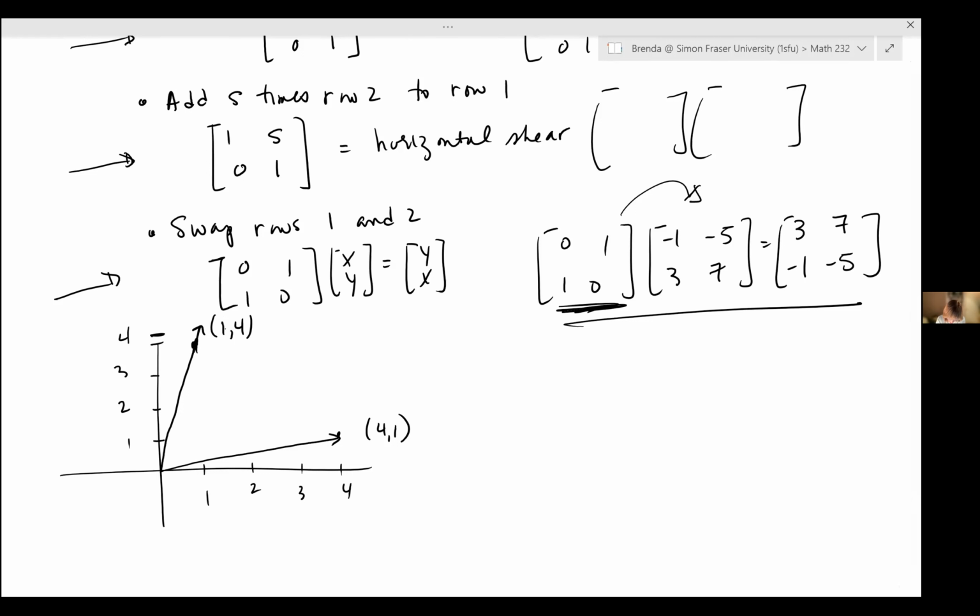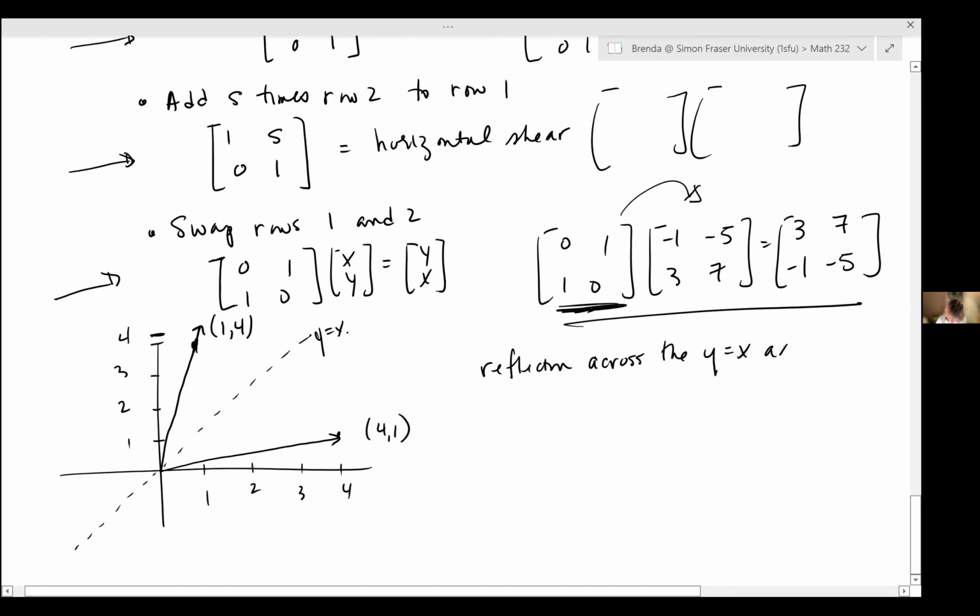What is happening here? Think about where else you would swap Y and X and then do something. Perhaps finding the inverse, for example. And geometrically, what did that look like? That is a reflection across the Y equals X axis. So this is a reflection across the Y equals X axis.